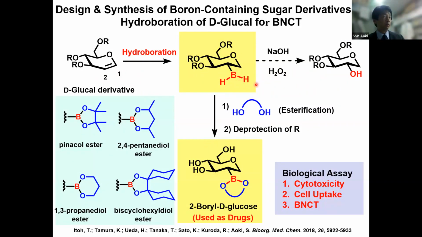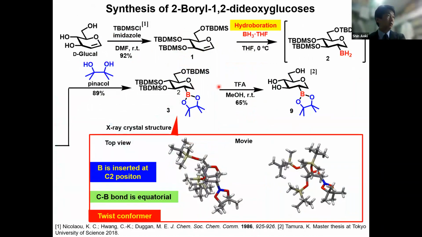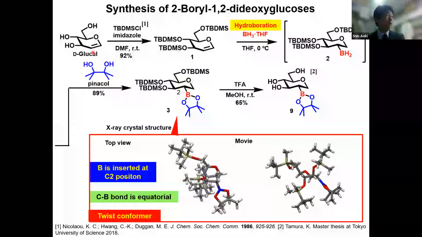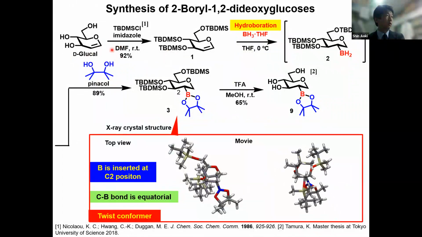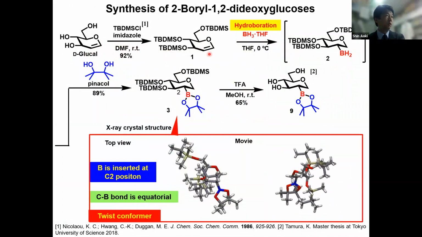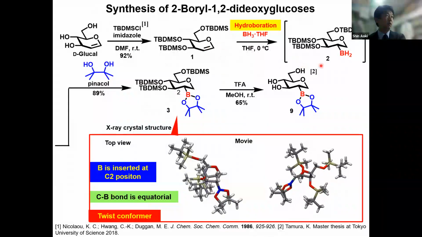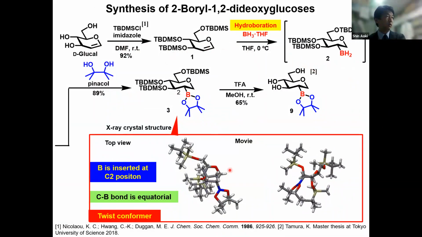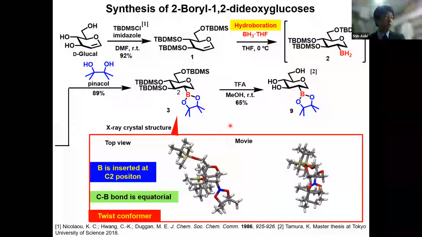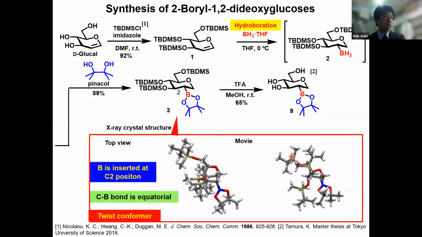But in this work, we decided to treat this compound with diol to obtain a cyclic ester group at the boron compound, which is very stable even in aqueous solution. Synthesis of this compound was carried out like this. Actually, the glycal was protected with an acyl group, and after hydroboration, we got this compound, whose structure was confirmed by X-ray analysis as shown here.